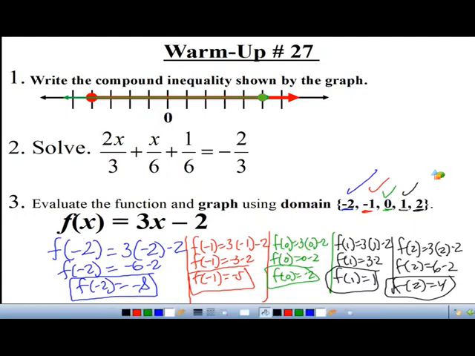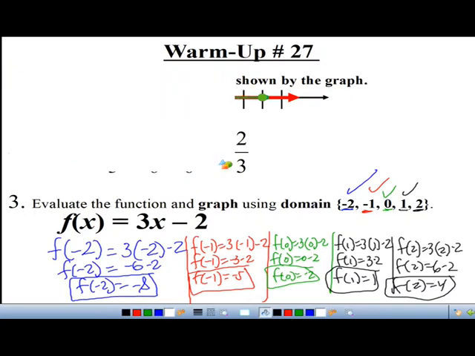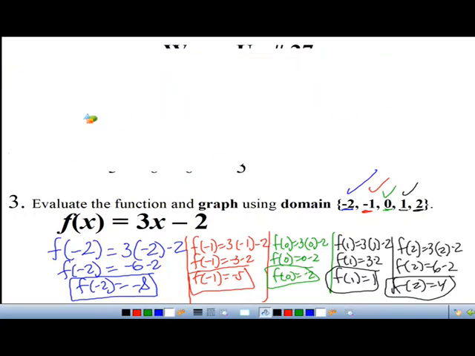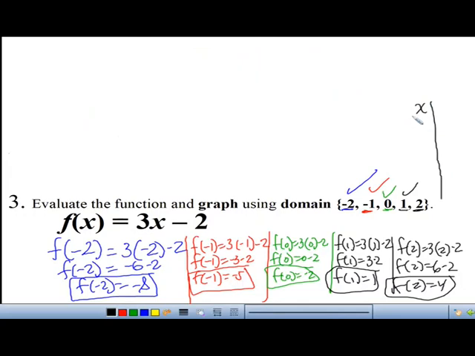Before I go to graphing, let me make some space up here. Before I go to graphing, I need a table to show my domain and my range. Here it goes. X, we said, was -2, -1, 0, 1, 2. And the range, we no longer use y. What do we use?